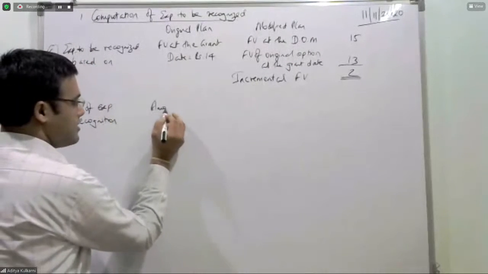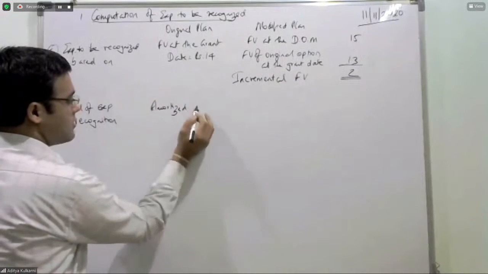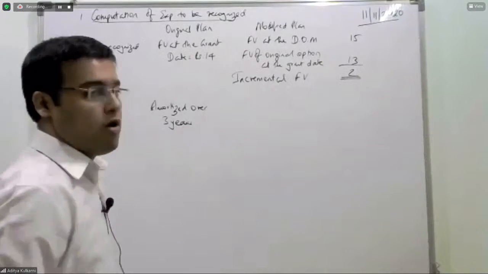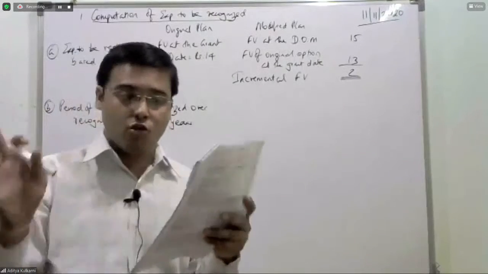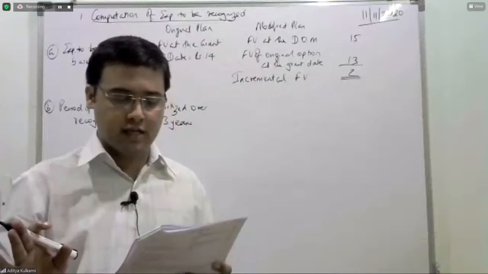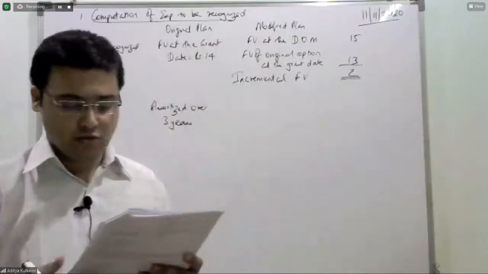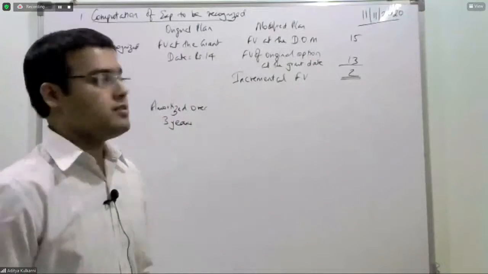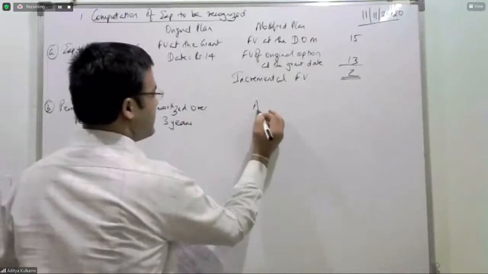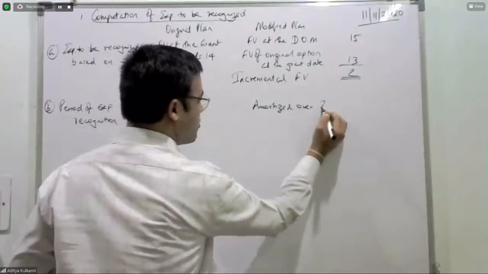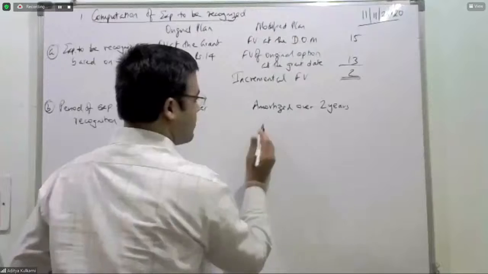So amortized over 3 years, the first plan. Whereas the modification, not the total, okay, not the total. Please remember, it is only this 2 rupees. This will be over the balance 2 years. So amortized over 2 years.